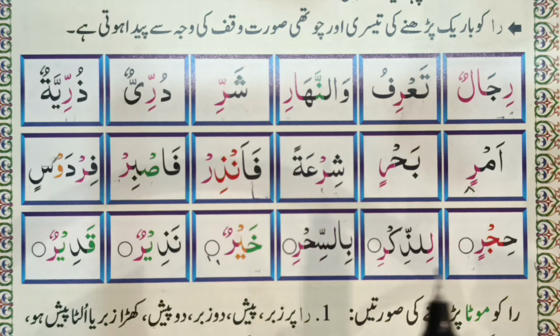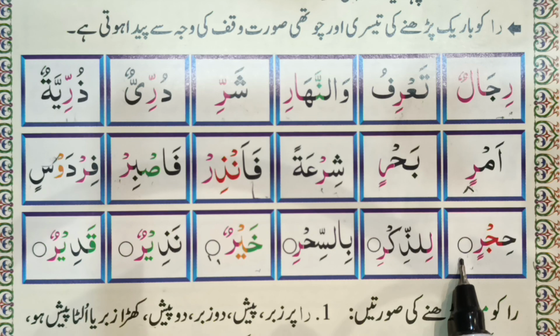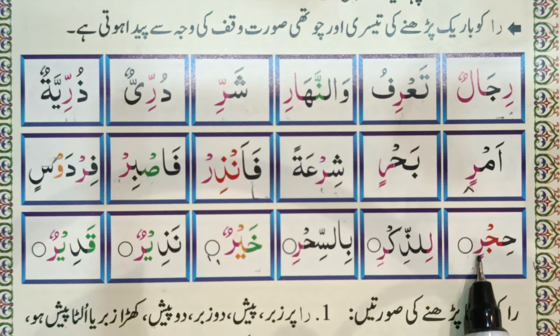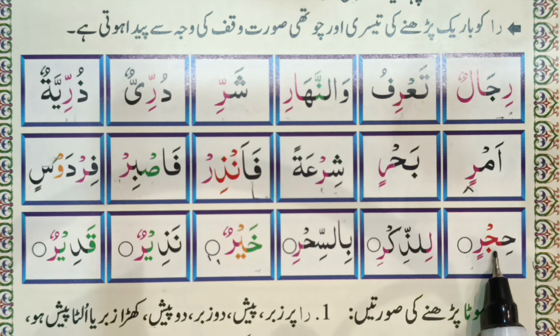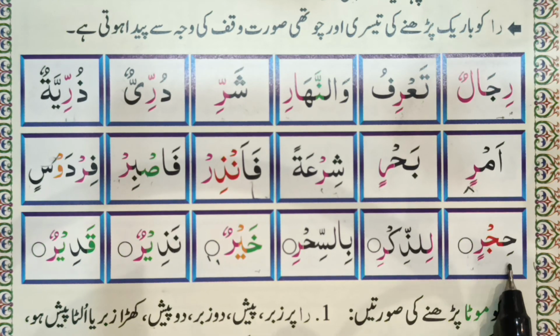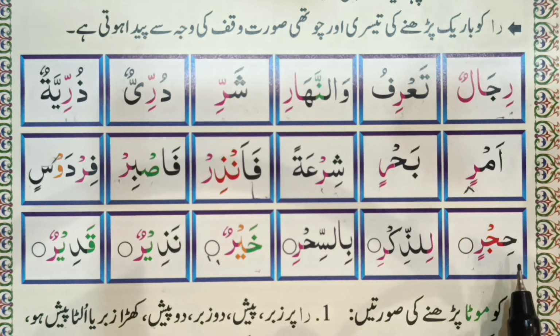Now, the third rule is that if raa has jazm on top, we have to pause on it. This is the pausing sign, the ayah sign. We are pausing on it and there would be jazm on top of raa. The previous letter also has a jazm. Then we look at the letter before that. If it has a zir under it, then we'll pronounce the raa as a thin sound.